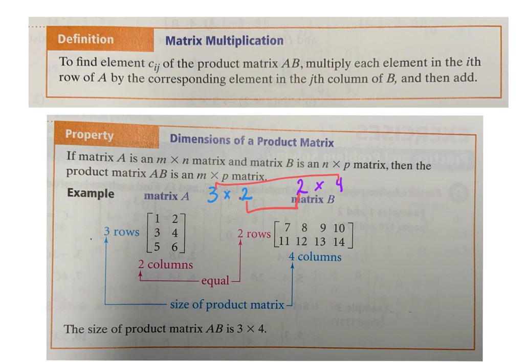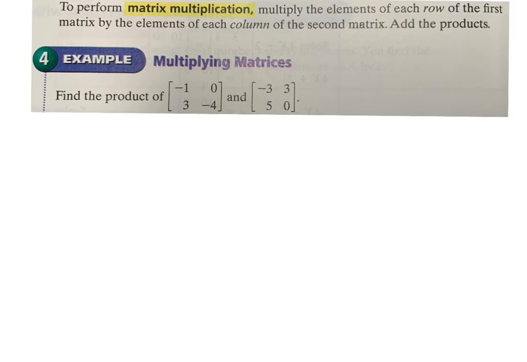The other thing you have to remember is order matters. If they say multiply A times B, it is not the same as multiplying B times A. You will get a different answer. So let's look at the first example here, example 4. Find the product. They've given us these two matrices. This is a 2 by 2 and a 2 by 2. So it's very simple. Yes, you can do it, and your answer is going to be a 2 by 2.